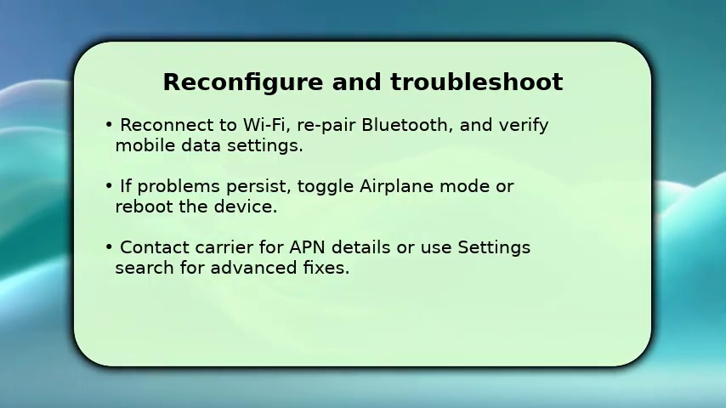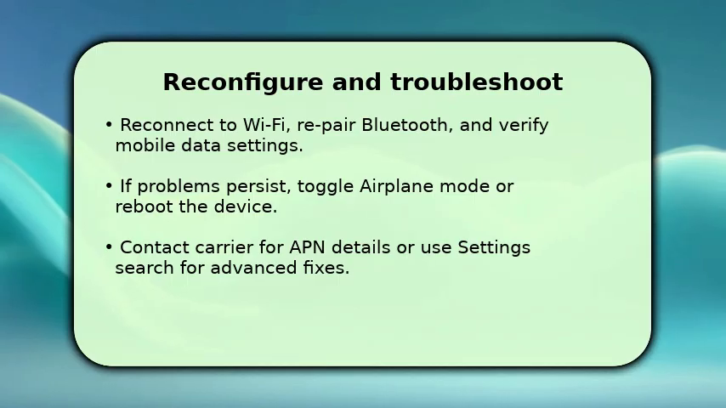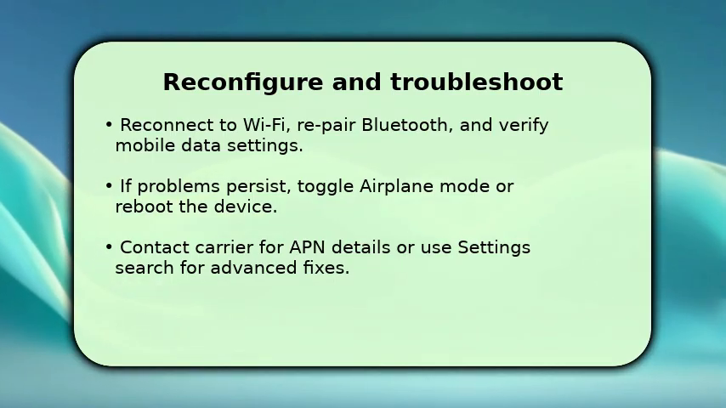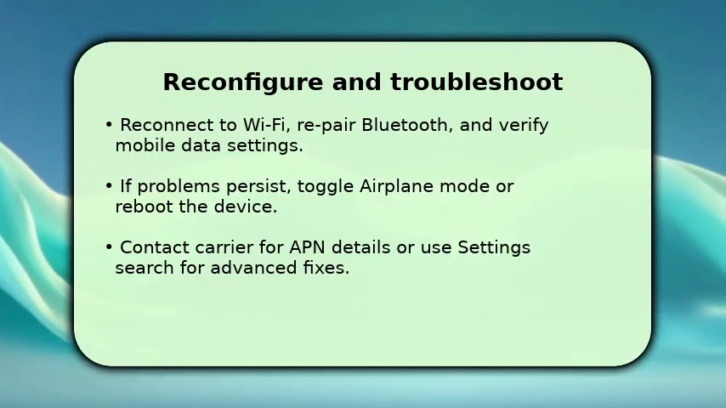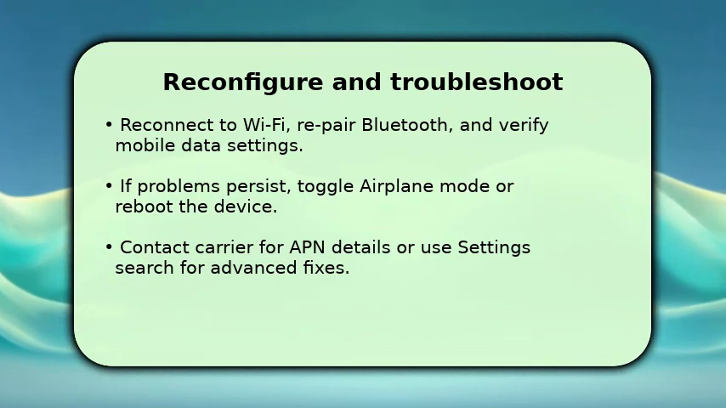don't see service. If things still fail, try toggling airplane mode for 10 seconds or perform a full reboot to force fresh network registration. If you continue seeing issues, contact your carrier for APN values or use Settings Search to find advanced network options. This usually resolves stubborn profile or provisioning errors.